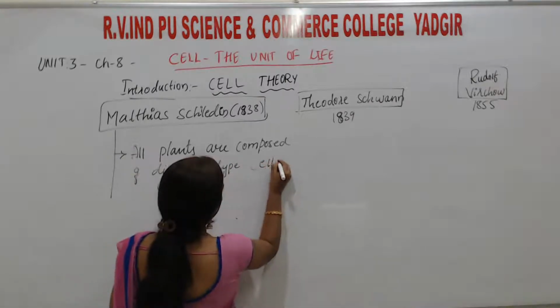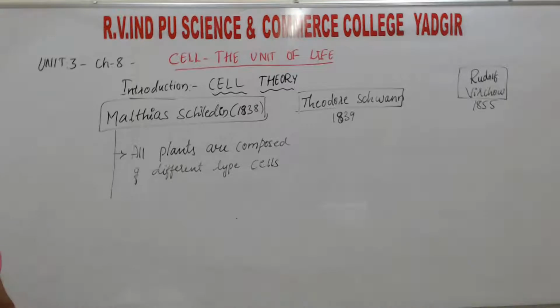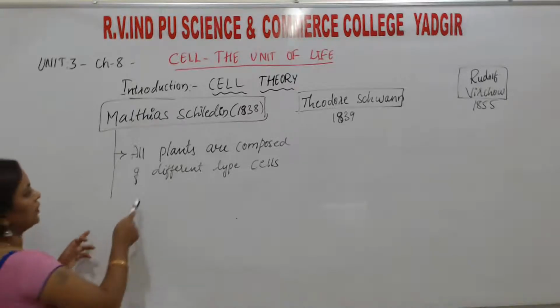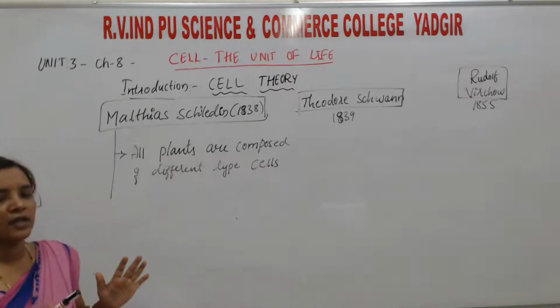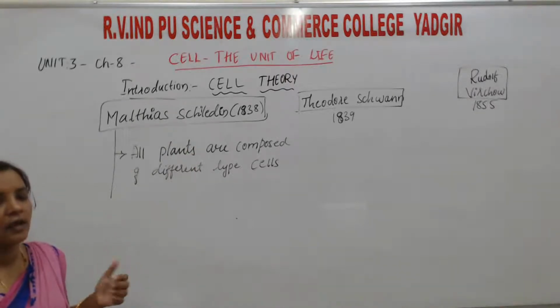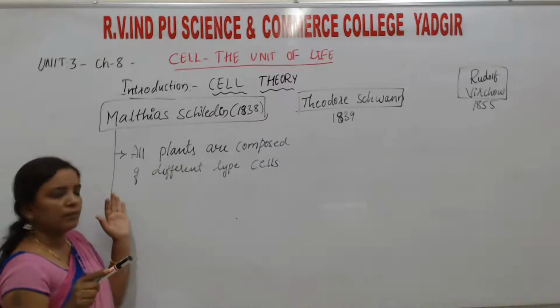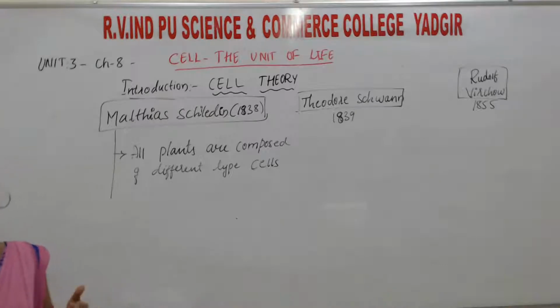Different types of cells. Okay, what according to him? All plants are made up of what? Different types, meaning their opinion. According to Malthus, what is he telling? All plants have different types of cells. Okay. Second, that is Theodor Schwann.